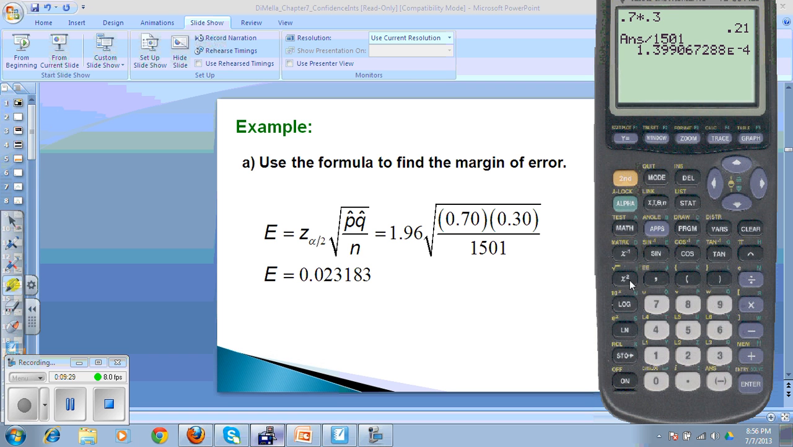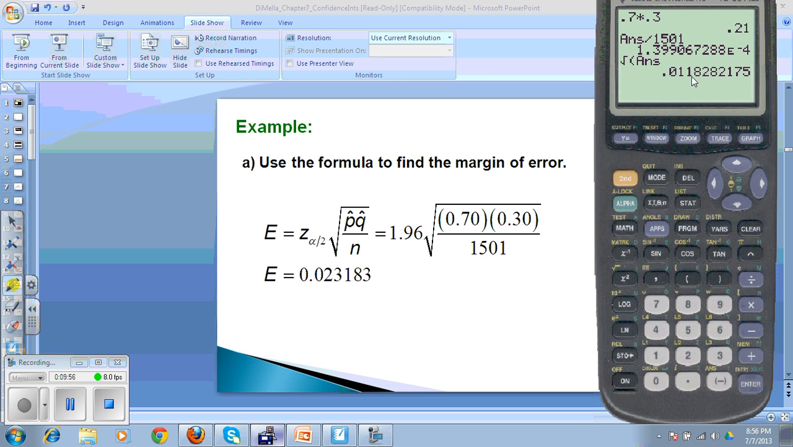I hit second x squared. And then I'm going to hit second negative sign. That says take the last answer that I had and then take the square root of it. So second x squared and then second to the negative 1. Be on the lookout for these E's with these negative exponents after that. That means scientific notation. So this number is actually 0.0001399.